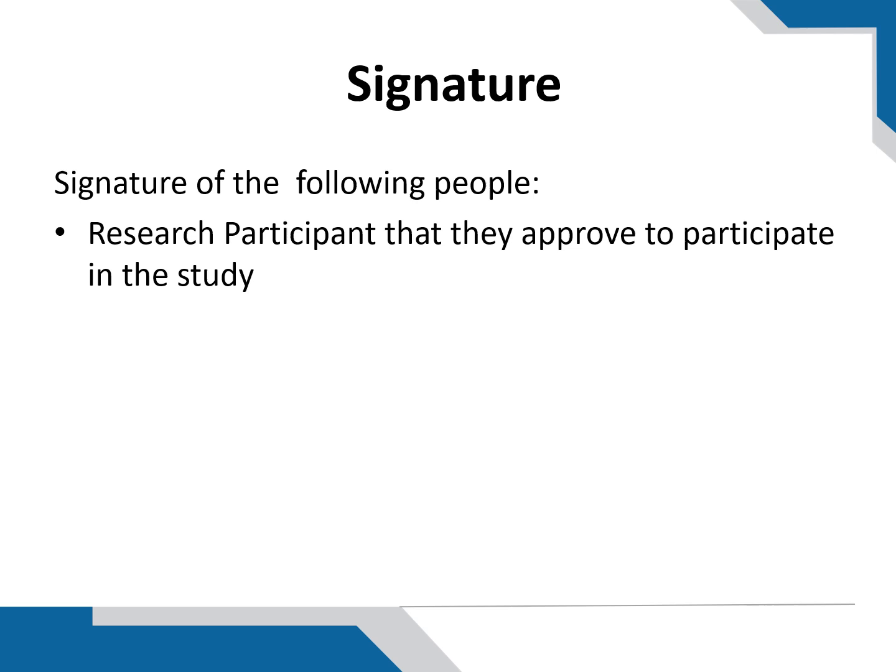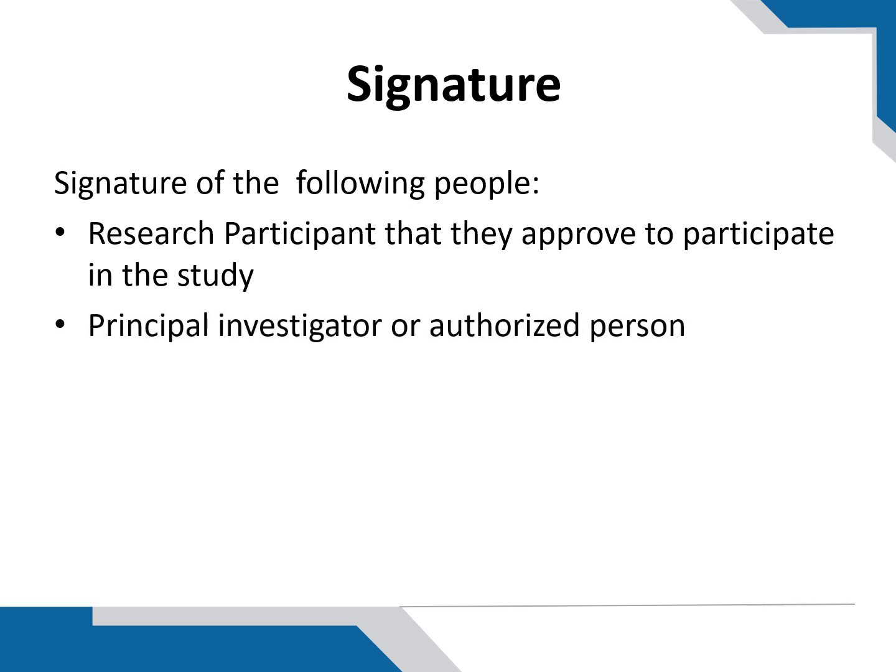So we come to the signature of the informed consent form. Who do we want to sign an informed consent form? There are three signatures that can be present in the informed consent. The signature of the research participants, which is to say in a document that they approve to participate in the study. The signature of the principal investigator or an authorized person, that could be the person also taking the consent, and a witness of the process.